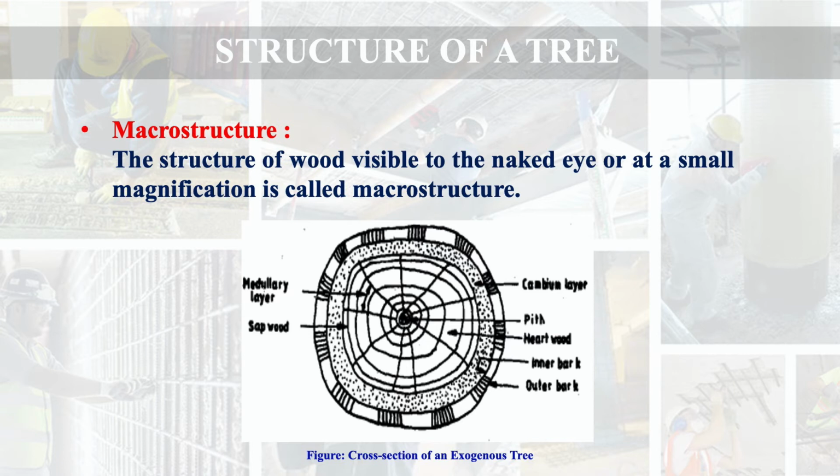So let us have a look at the cross section of an exogenous tree. In the center you see the pith, then the next layer is heartwood, then sapwood, then in between is the medullary layer, then the inner bark and the cambium layer, and finally the outer bark. So that way this shows the macrostructure of an exogenous tree. So let us talk about different layers or different parts of this macrostructure.